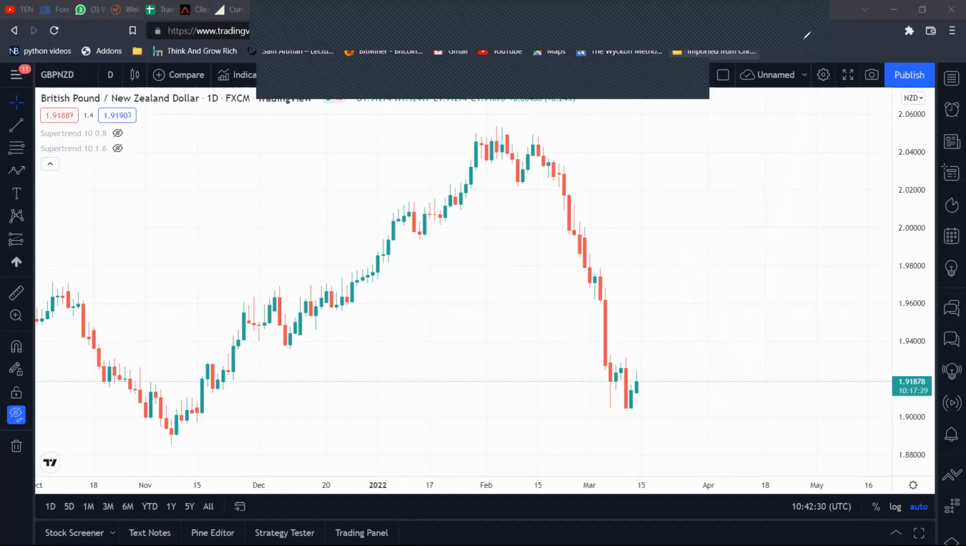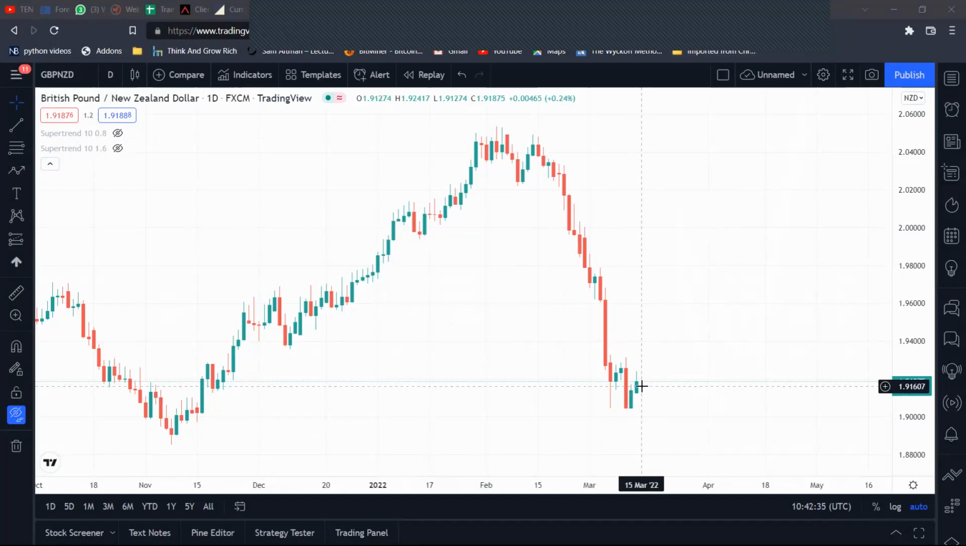So what does that mean for me then? Well, I want to look for small opportunities to participate, because I like this zone specifically, and see if we could trade this back up.